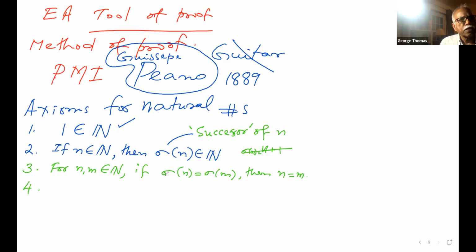If it was n plus 1, n plus 1 equals m plus 1 implies n equals m. Agreed? Yes, sir. In fact, if this is n plus alpha and this is m plus alpha, then again n equals m. So this is not enough to show that alpha equals 1. Let us see further.